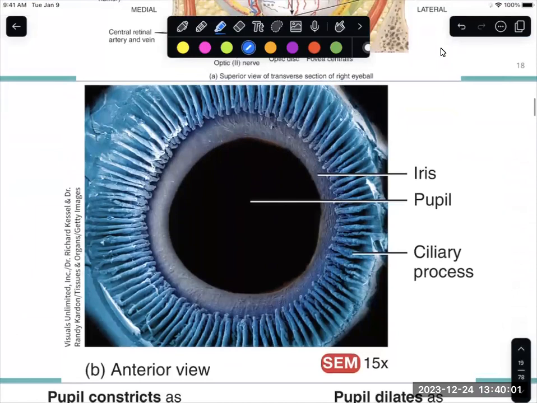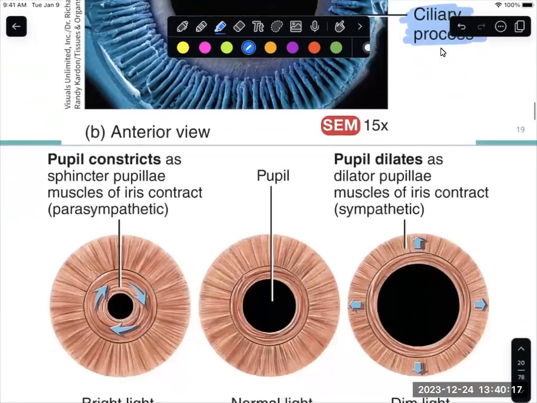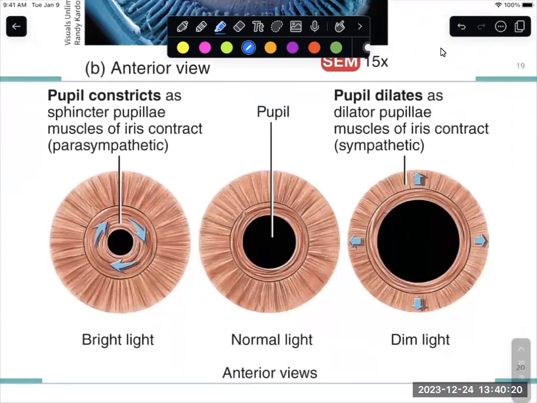Here, you can see the iris, the pupil, and then you see all of these ciliary processes that would be attaching to those suspensory ligaments that are holding that lens in place. We talked about those different muscles. So sphincter pupillae, it constricts when there's bright light. Dilator pupillae, it makes the pupil larger in that dim light.